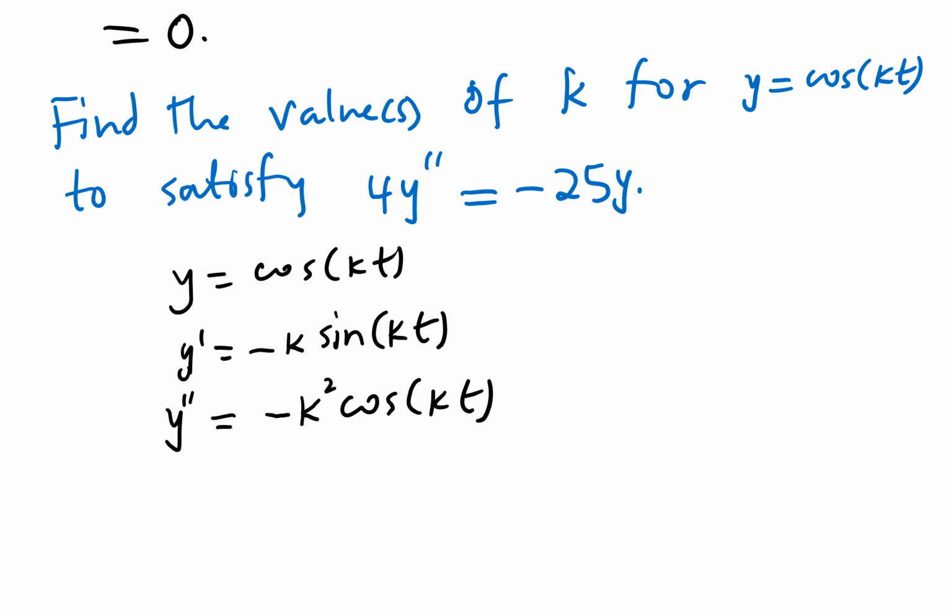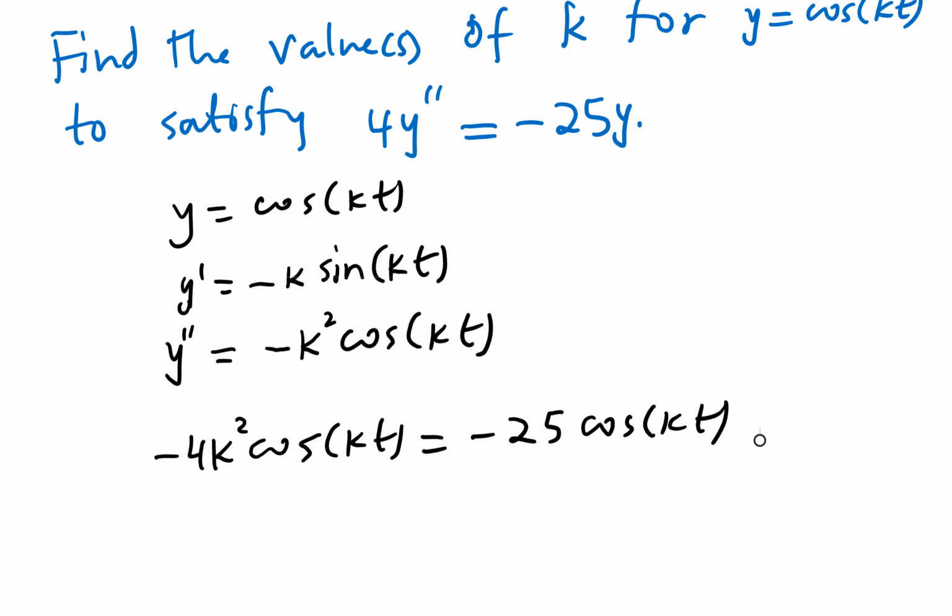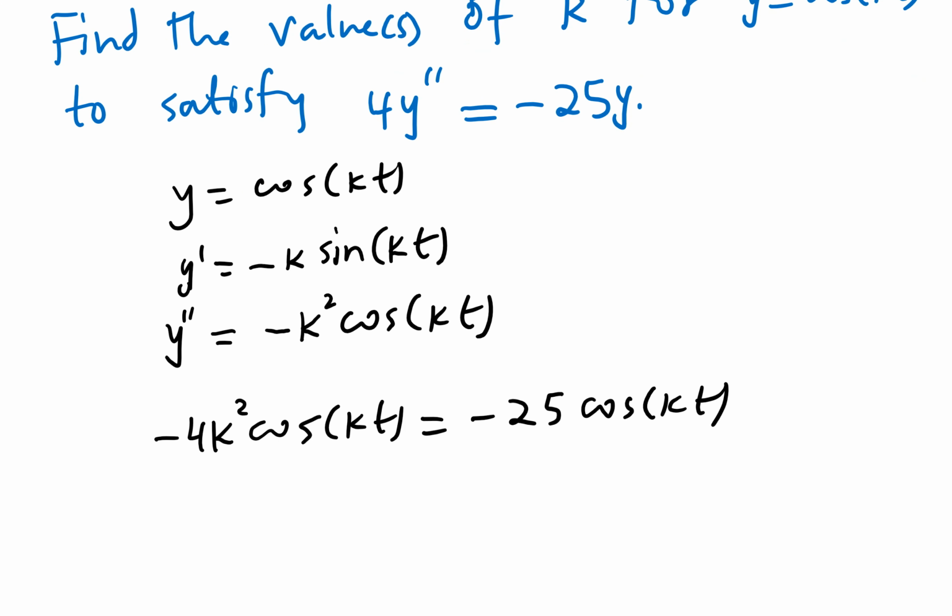Then the left-hand side becomes negative k squared cosine kt, and the right-hand side is negative 25 cosine kt. Then we're going to subtract or add 25 or add k squared to both sides.